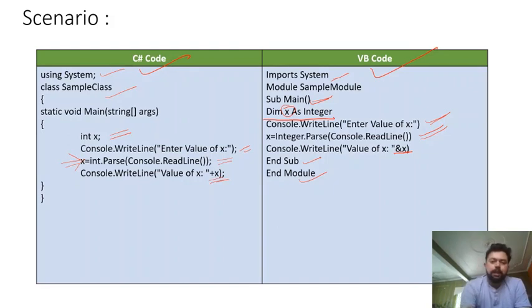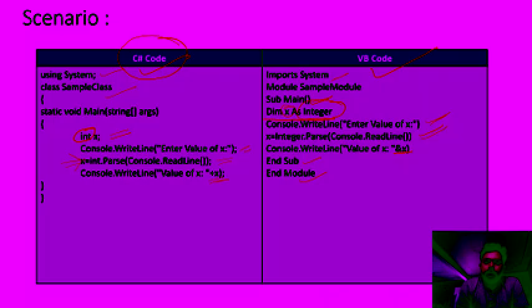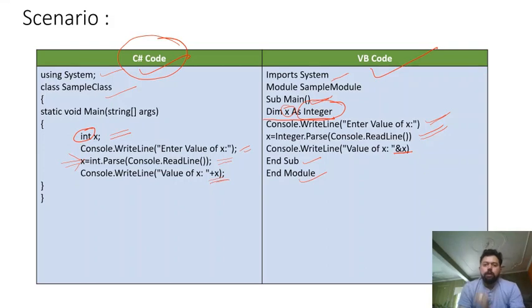Here int is a data type in the C# code, and in the same way in VB, Integer is a data type, right? So here we are following a rule for writing the code for each individual language, which is called the common language specification.